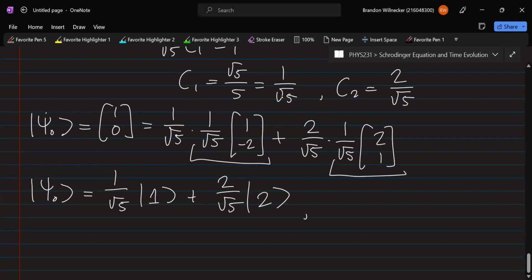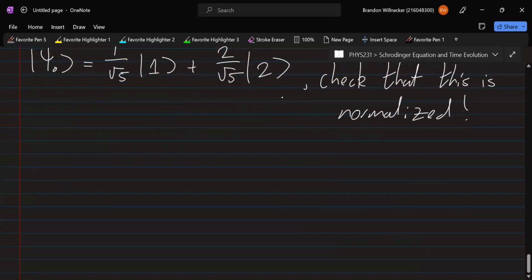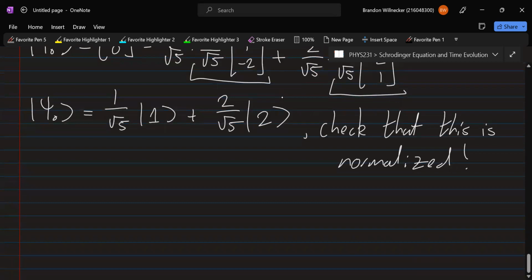Just as a homework exercise, check that this is normalized. It's a very quick check, but please do check that your state vectors are normalized to avoid any scaling issues. So we've got our psi naught. Now we need to time evolve it to get psi. So that is e to the minus iHt, again, I'm setting h bar to 1 just to avoid it here, times psi naught.